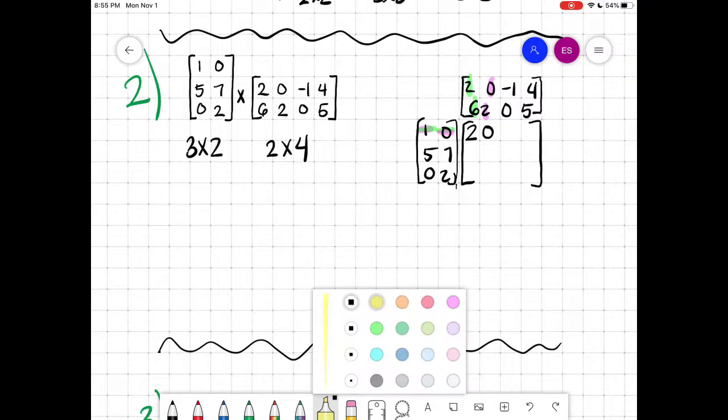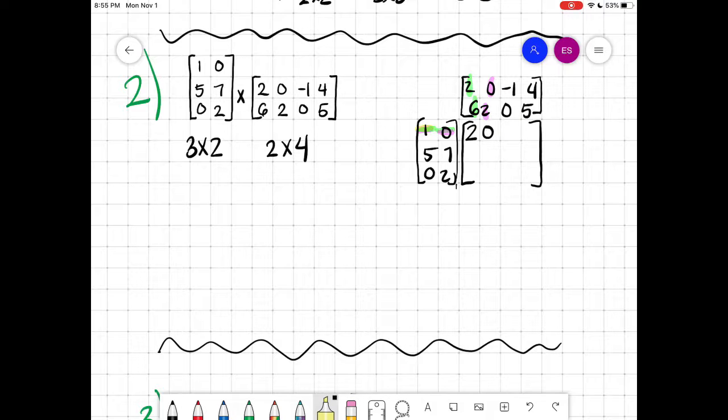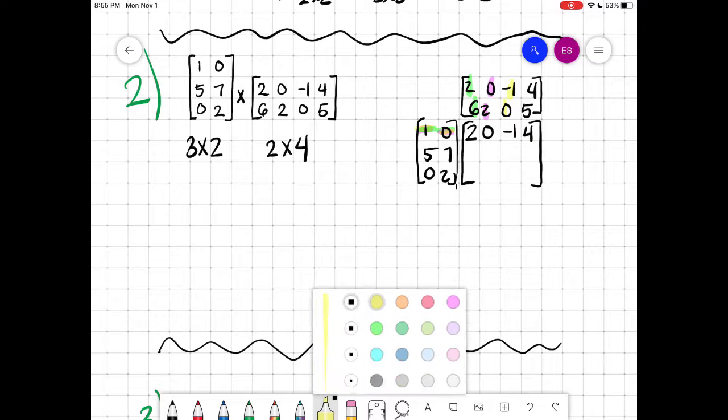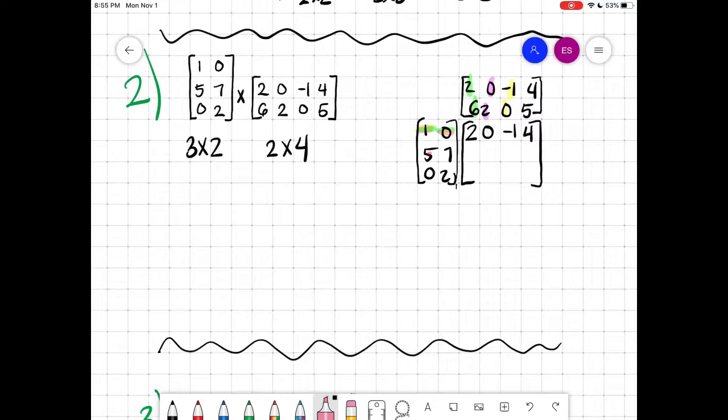Now we're going to multiply the first row of the first matrix by the third column of the second matrix. 1 times -1 is -1. 0 times 0 is 0. -1 is our answer. Go ahead and fill in that last one. 1 times 4 plus 0 times 5. We just get 4. Now let's do the next one.